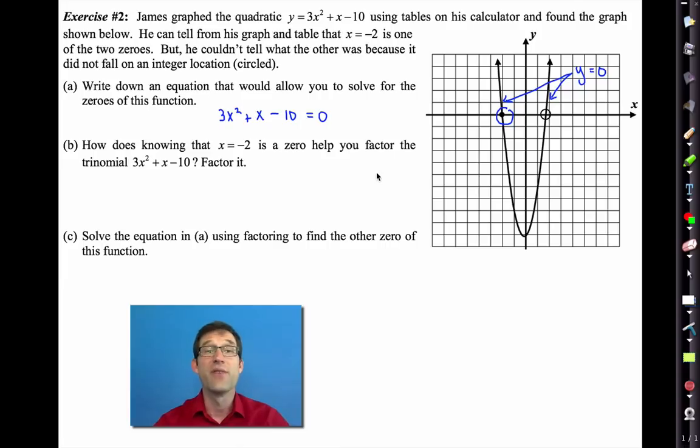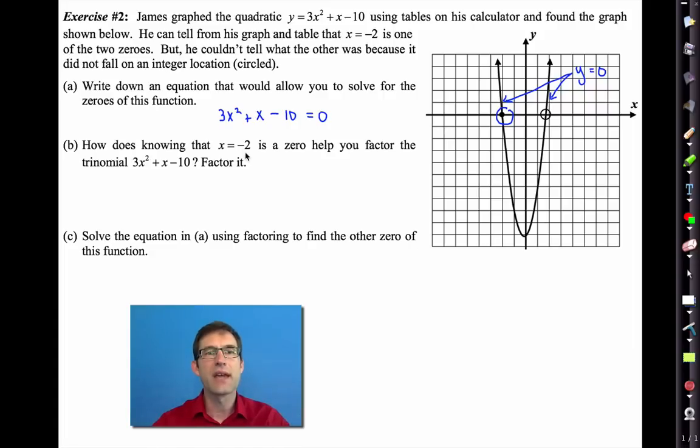Now, letter B is very important. It says, how does knowing that x equals negative 2 is a 0 help you factor the trinomial? And then factor it. Well, this is really cool. We're actually going to kind of almost backwards factor, right? Think about the zero product law. Think about what you've done in the last lesson, what we've done in this lesson.